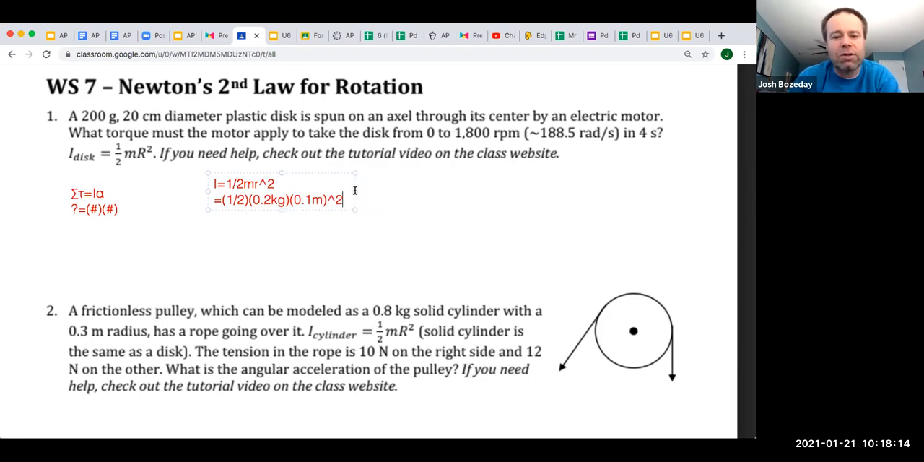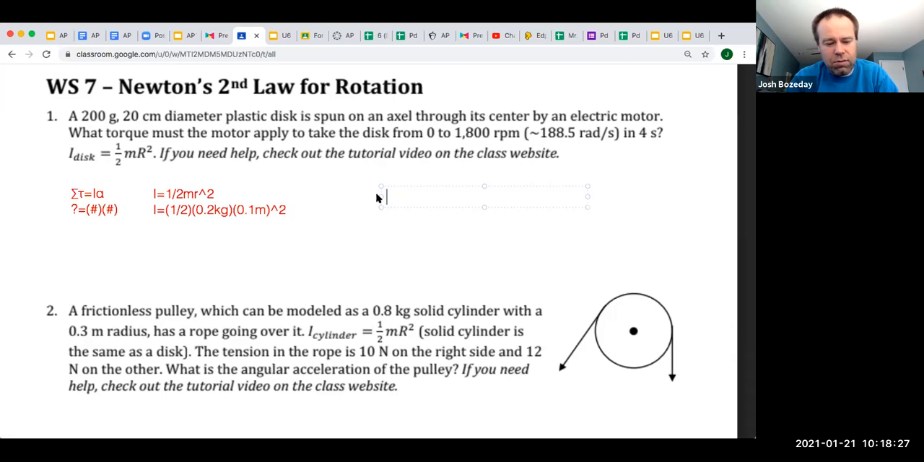Okay, so that's how we would find the rotational inertia. Are there any questions on how we'd find the rotational inertia on the kind of things I just said? Okay, so then we have to find the alpha, the rotational acceleration. We're going to do that by using a kinematics equation. We know the initial omega, we know the final omega, and we know the time.